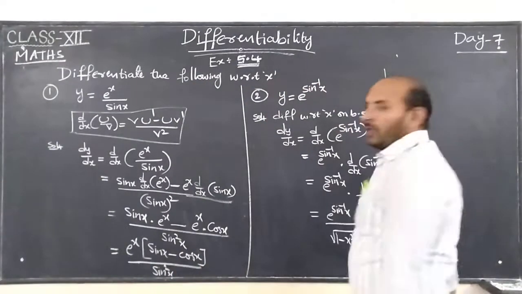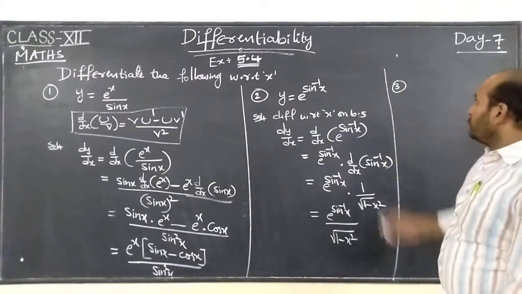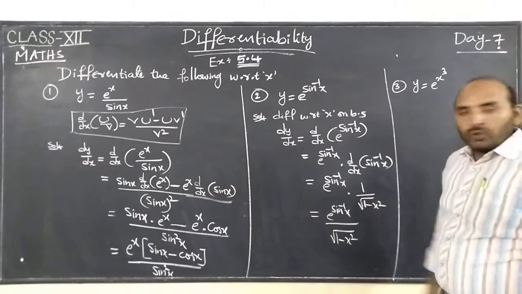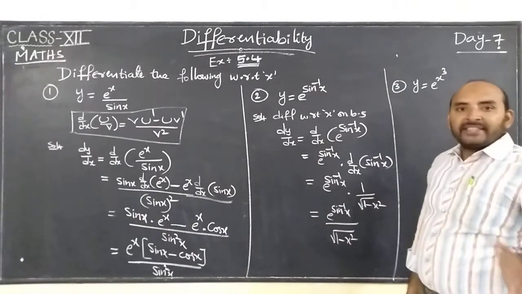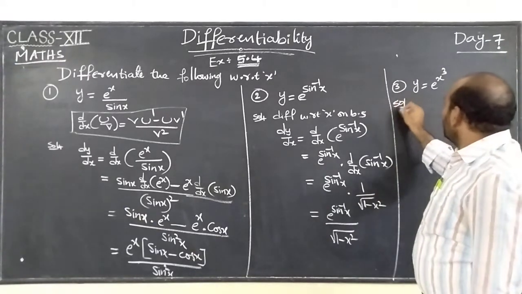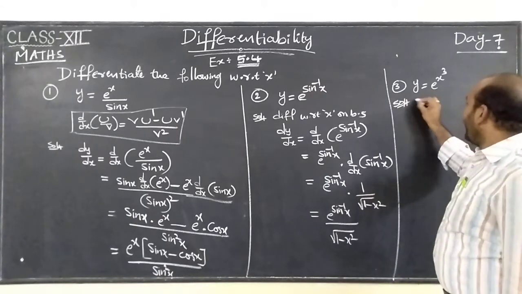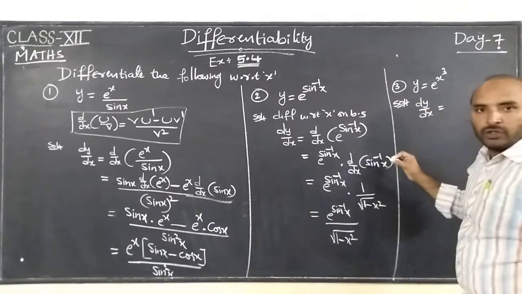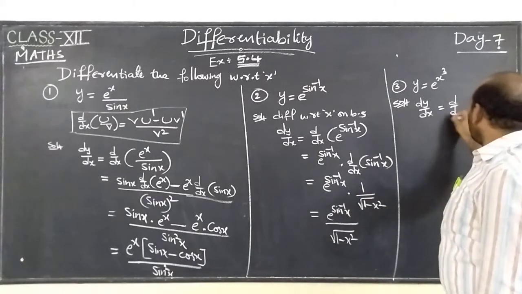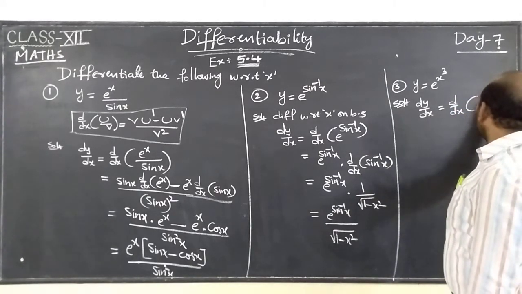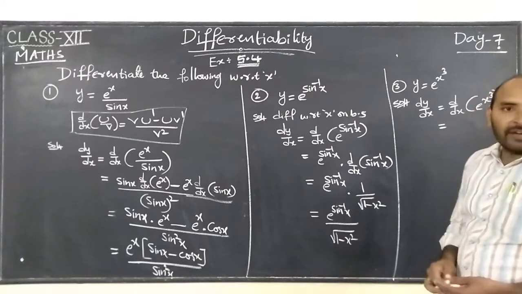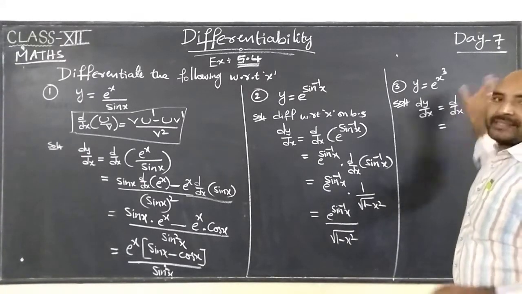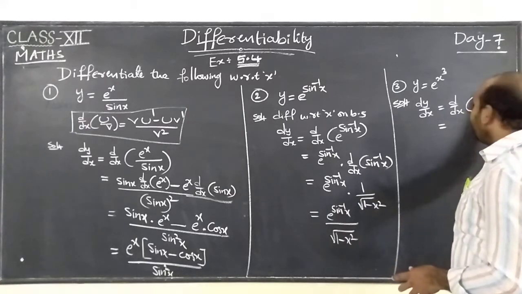Third problem, number 3. Let us take the function y is equal to e power x cube. In this question also we should apply the chain rule. Differentiate with respect to x on both sides. You will get dy by dx is equal to d by dx of e power x cube. Now it is again in the form of the exponential function e power x, so x cube is considered as x.